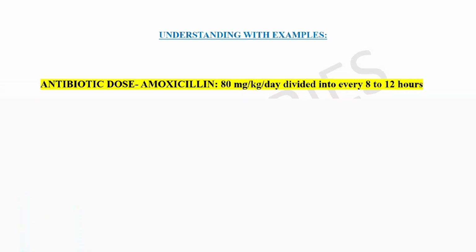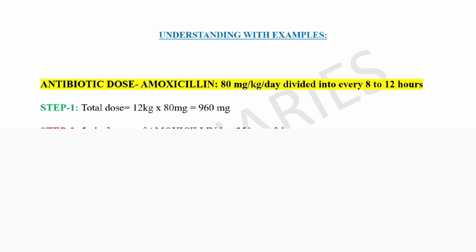Amoxicillin. Amoxicillin is given as 80 milligrams per kilogram per day divided in 8 to 12 hours. Step 1 is to calculate the medication to be administered, which is weight of the patient in kilograms multiplied by dose of the drug. For example, the weight of the patient is 12 kilograms, then this multiplied by the dose of the drug we get is 960 milligrams.